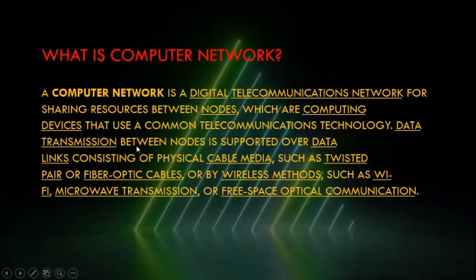Data transmission between nodes is supported over data links consisting of physical cables such as twisted pair and fiber optic cable, or by wireless means such as Wi-Fi, microwave transmission and free space optical communication. This is the pure definition of a computer network, as explained by Wikipedia. And then we move on to what is a LAN.